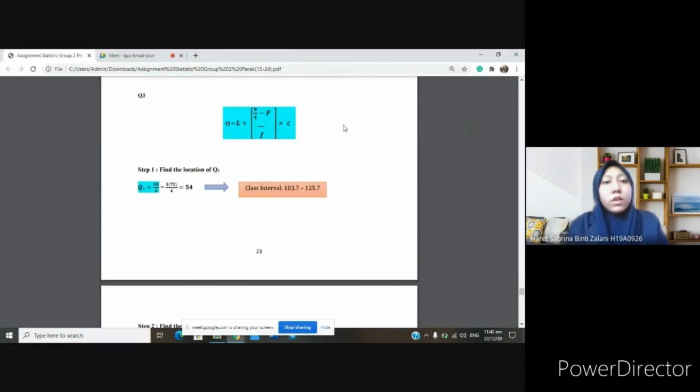Okay, how to calculate Q3? Step 1, find the location of Q3. The formula is Q3 equals 3 times n divided by 4, equals 3 times (72 divided by 4). You can get 54, and the class interval is 103.7 to 125.7.